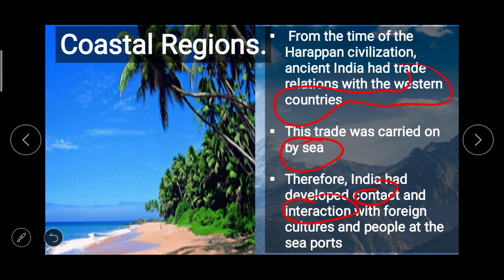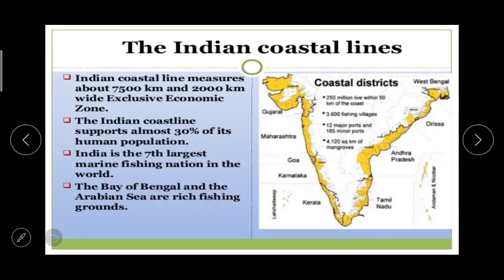Then land routes came to be used for trade and transport, but the importance of sea routes did not diminish. Today also it is very important, and coastal regions always play an important role in transport and in trade with other countries. Here in the map again you can see the Indian coastline, which measures about 7,500 kilometers, and a 2,000 kilometer wide exclusive economic zone.